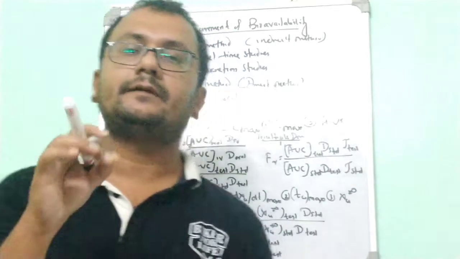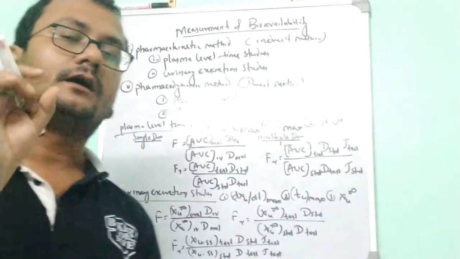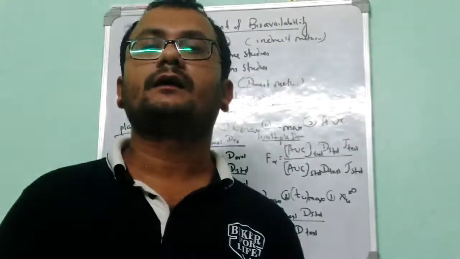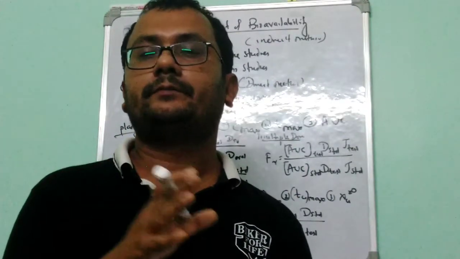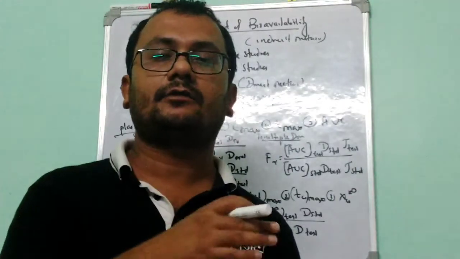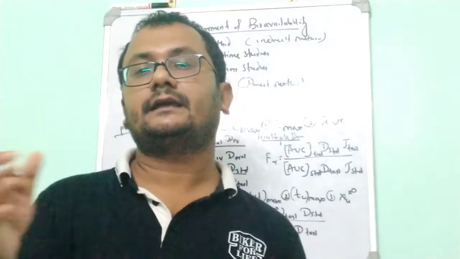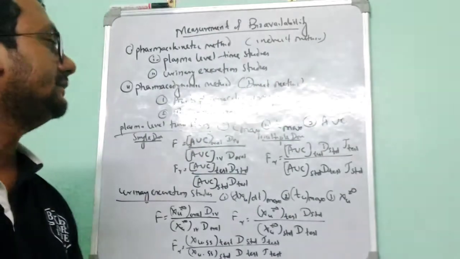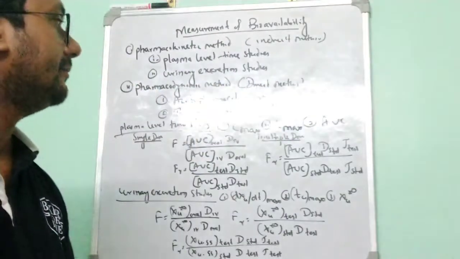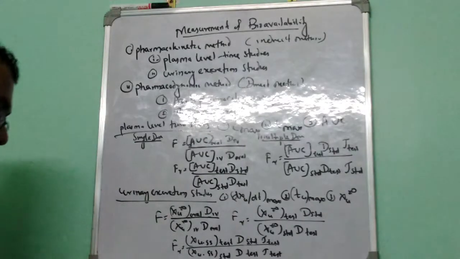So we always prefer a healthy volunteer of the correct age, 20 to 40 years, and the weight should also be optimum. It should not be an obese person or an underweight person. We need to take a proper weight. That type of volunteers we have to take for bioavailability studies.